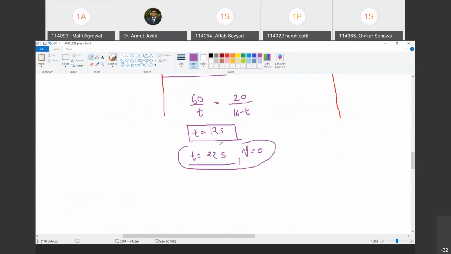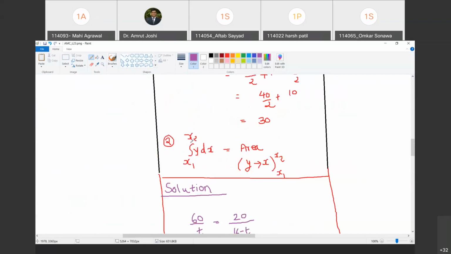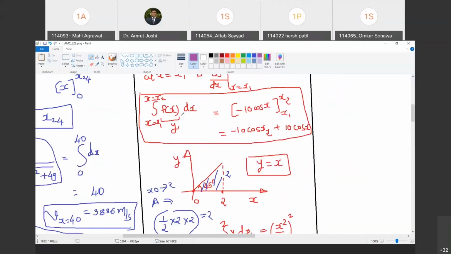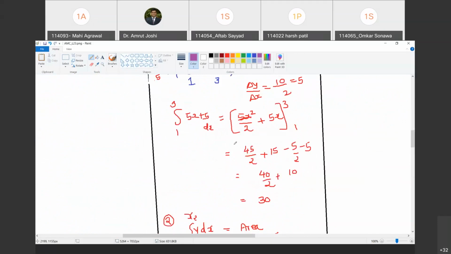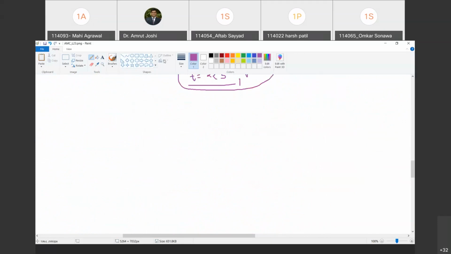Yes, sir. Okay. So now how do we calculate total distance traveled? Tell me. First of all, we will have to consider the period 0 to 22 seconds and then 22 to 50 seconds. Do you agree with me? Yes, sir. So see, we are going to do it just as we did in yesterday's problem.